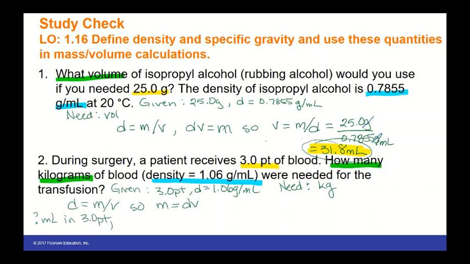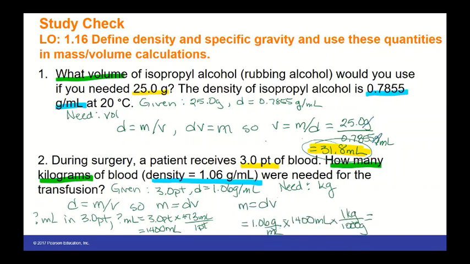First, we have to convert our pints to milliliters because our density is given in grams per milliliter, so we have to have our volume in milliliters. If we go back to our previous slide, we know that 473 milliliters is equal to 1 pint. Putting all that into your calculator and rounding it off to the correct number of sig figs, we get 1400 milliliters.